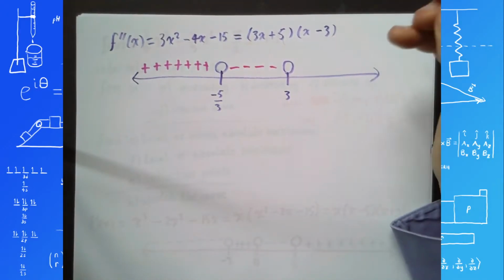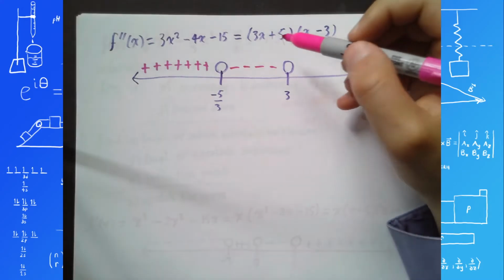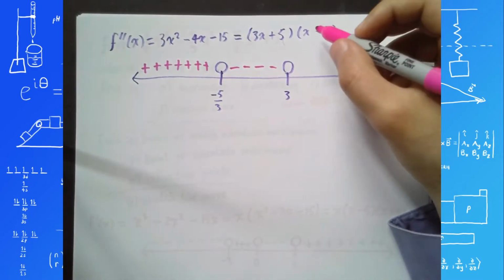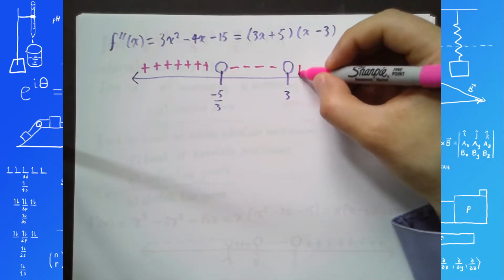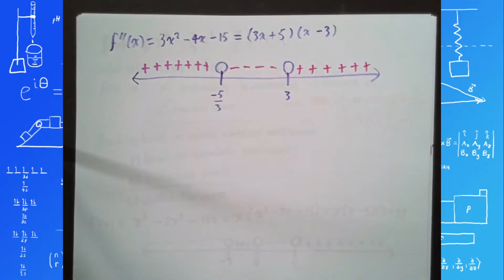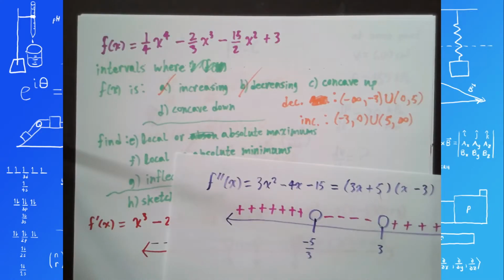And then greater than 3, so let's do 4. 3 times 4 plus 5, that's positive. 4 minus 3, that's positive. Positive times positive is positive. And there we go, there's f double prime of x. So we can answer parts C and D now.